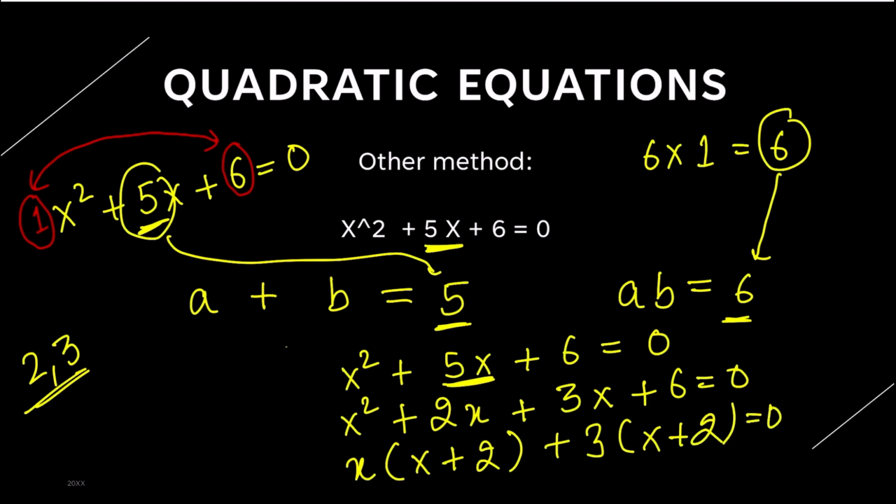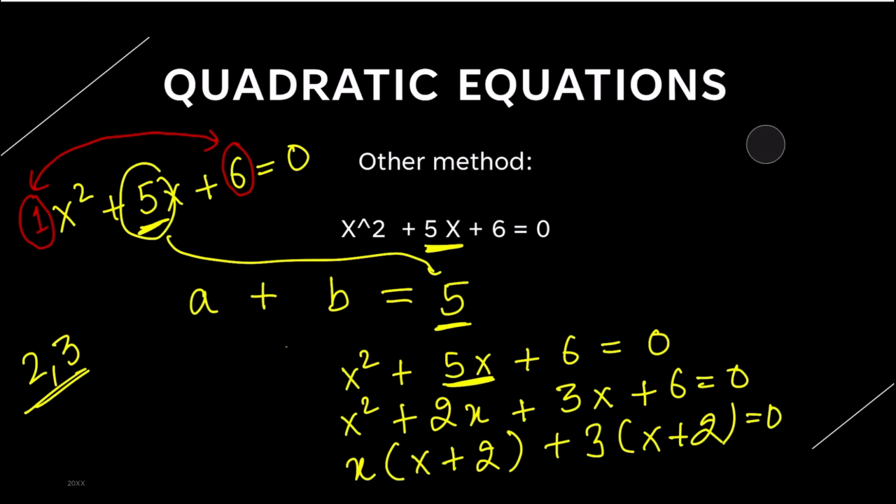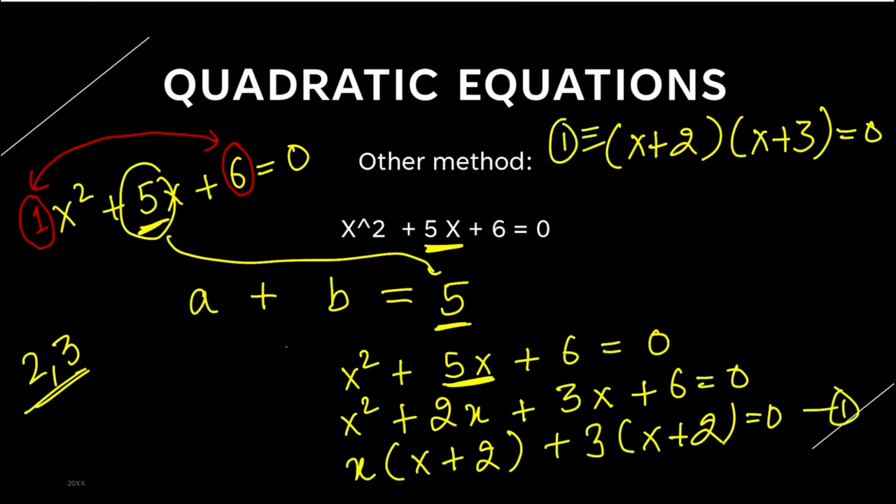Is it not right? So, what have I done? I have first split 5x into those two numbers, 2 and 3. Then I have taken everything common and I am getting these values. This is just a simplification. Now, second step, I will take x plus 2 common. That will leave me x plus 2, x plus 3. From the last line, I am continuing: I am getting x plus 2 and x plus 3 is equal to 0.